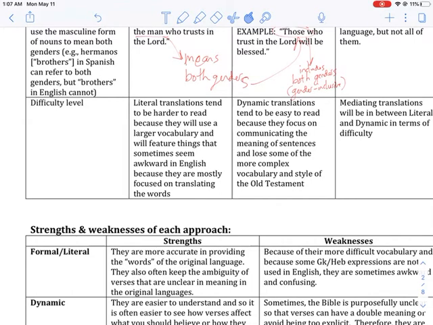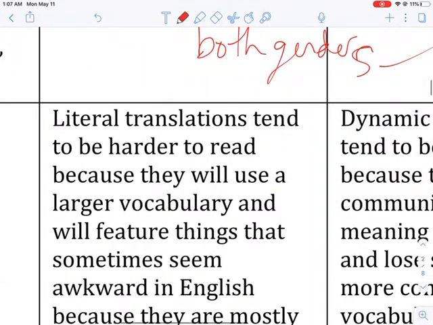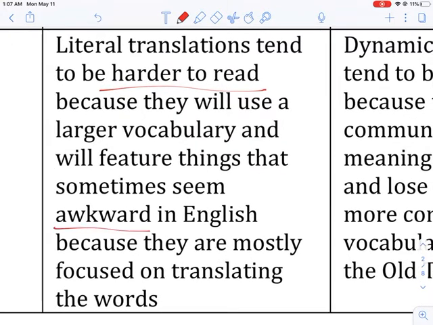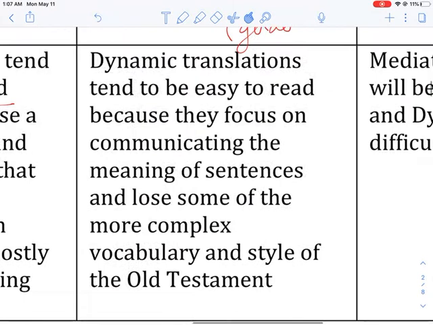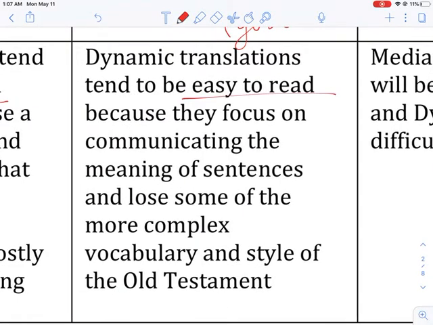Another question to ask, and translators need to ask and answer, is how difficult do they want the text to be? Literal translations tend to be more difficult to read because they use expressions, idioms that we don't use today, and they use a larger vocabulary. So again, they may be more awkward, they may have a larger vocabulary because they're trying to translate word for word. Dynamic translations tend to be easy to read, and they're communicating the meaning of sentences. However, they sometimes lose the more complex vocabulary and style of the Old Testament and of the New Testament.